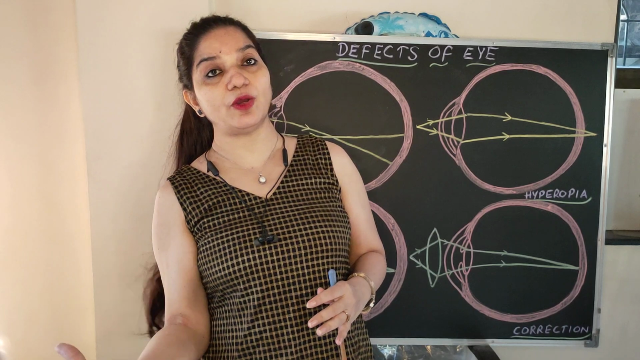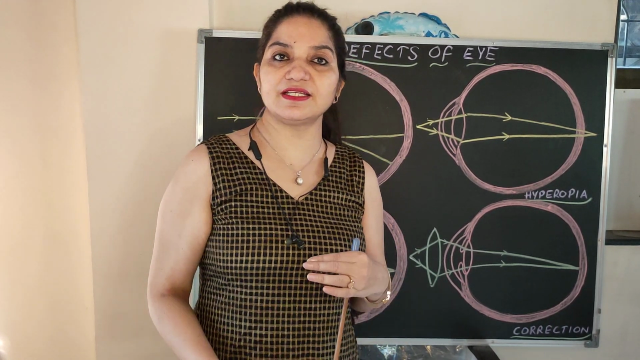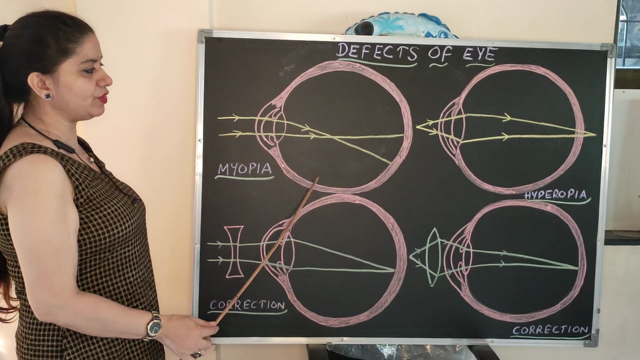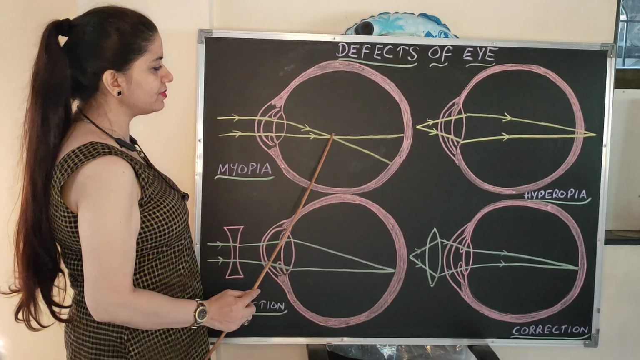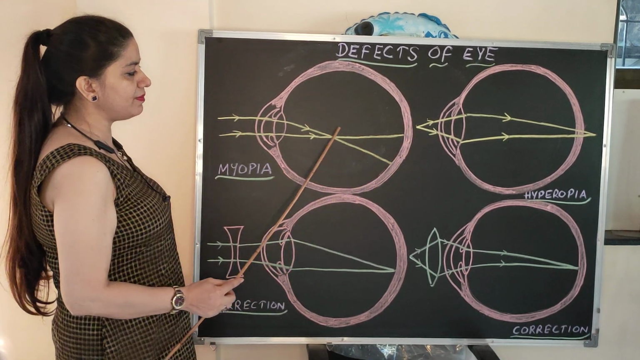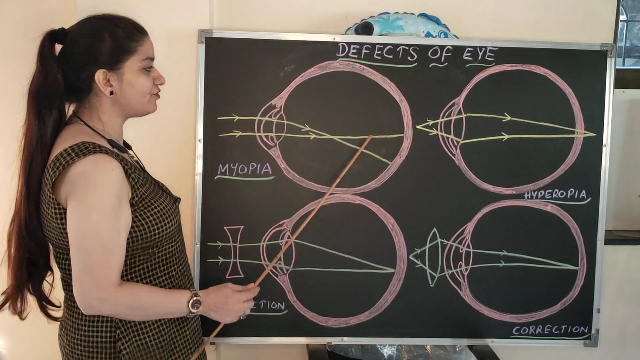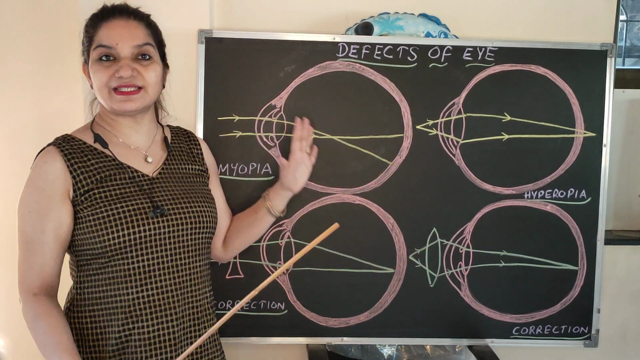And where is the image formed? The image is formed in front of retina. Let us see this defect with the help of a diagram. See, this is a myopic eye which I have drawn. So when the rays are coming, where is the image formed? This is the retina part. So the image is formed in front of retina.